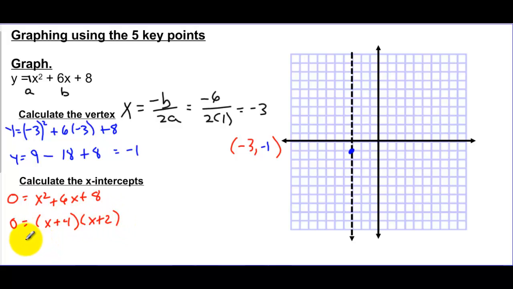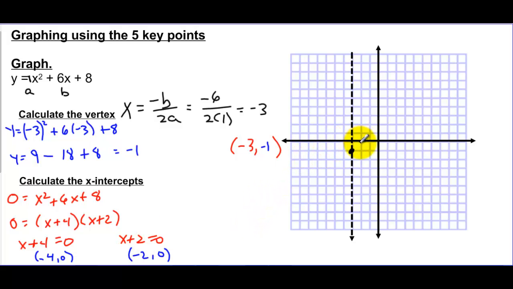And if I set each of these equal to 0, I get x plus 4 is equal to 0, and x plus 2 is equal to 0, and I get 2 x-intercepts. When I subtract 4 on both sides here, I get x is equal to negative 4, so I'm going to get this x-intercept. And I can do the same thing. When I subtract 2 on both sides, I get negative 2 as an x-intercept as well. And so I'm going to put those points on.